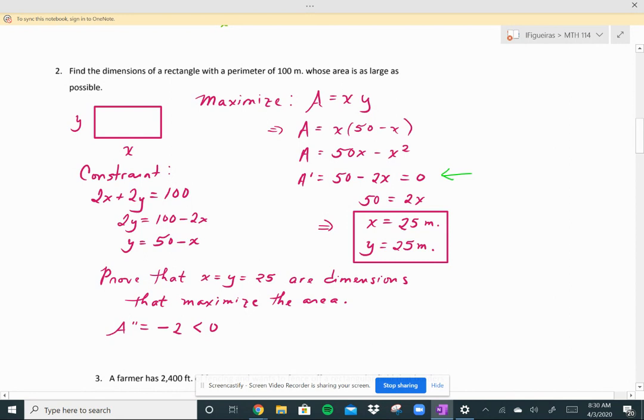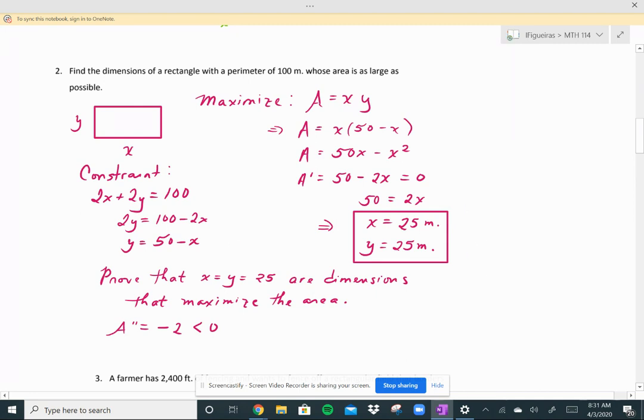We set that equal to 0. You get that x is equal to 25. But again, we're looking for dimensions, so you have to find x and y. You find the y by plugging in 25 right here, and so you find that y is also 25, meaning that our rectangle is actually a square. And that's fine. A square is a special type of rectangle.